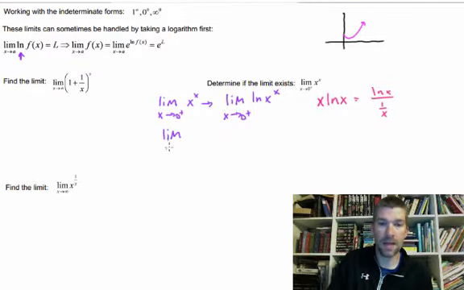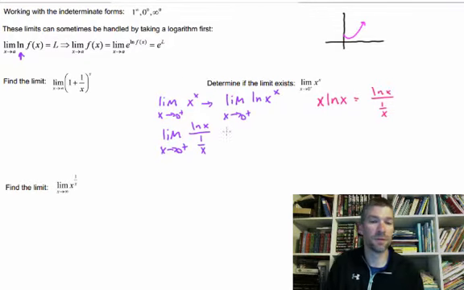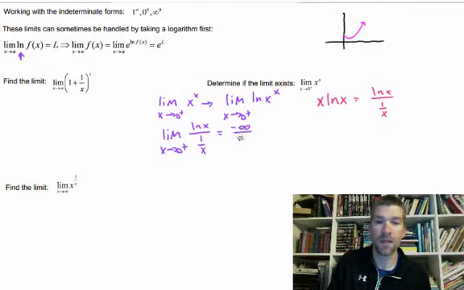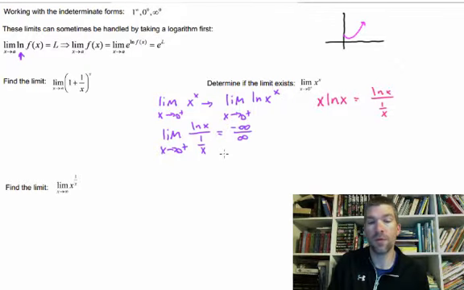So the limit as x approaches 0 from the right of the natural log of x over 1 over x. Now we look and see what's going on with that guy. And what happens is, as we get really close to 0 here, we end up with negative infinity on the top and positive infinity on the bottom. And because that happens, what we have to do is take the derivative of the top and the bottom.